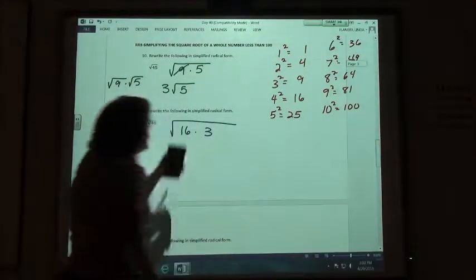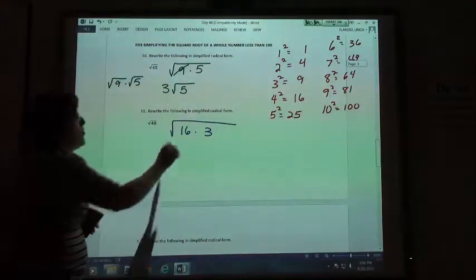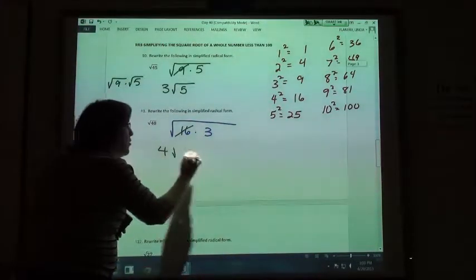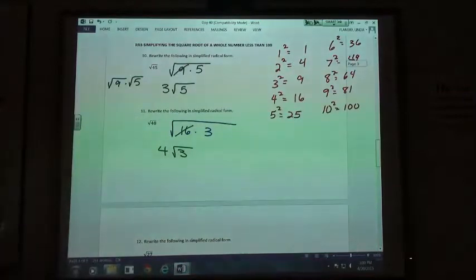I'm then going to do the square root of the 16. The square root of 16 is the nice whole number 4 that goes out in front. The 3 is going to stay under my square root. So I get 4 square root of 3.